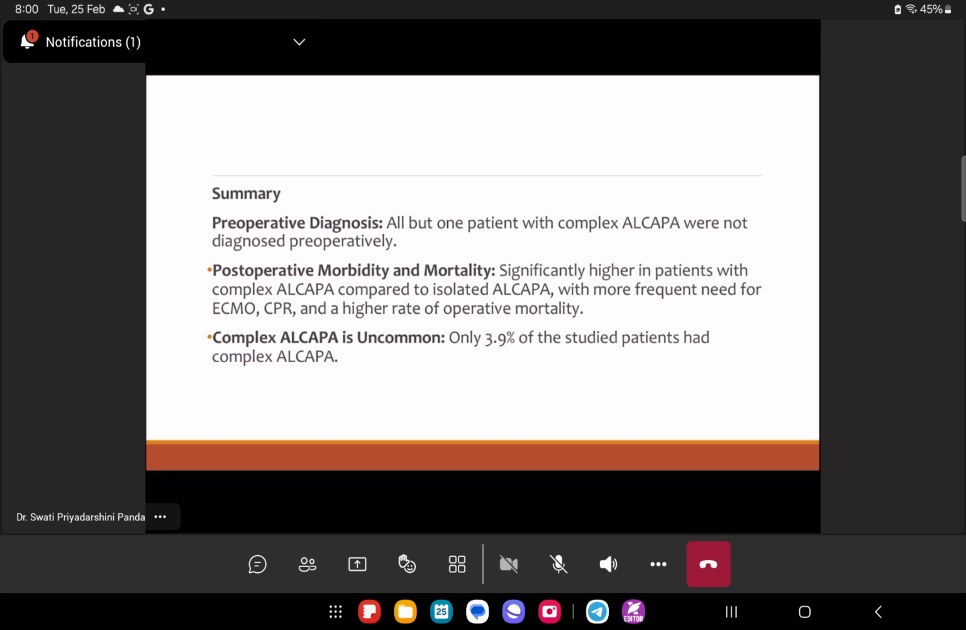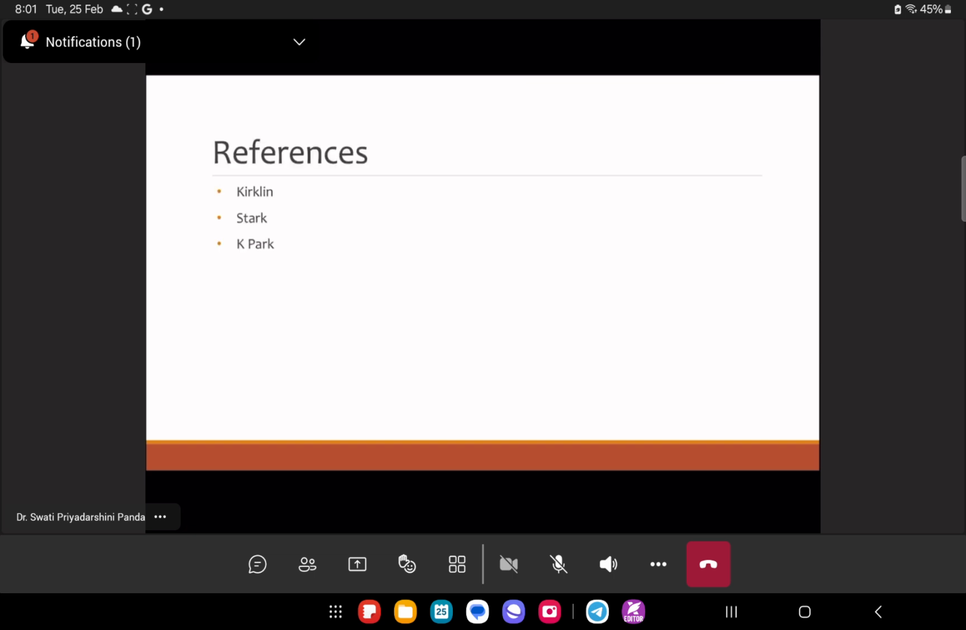The summary of the study: all but one patient with complex ALCAPA were not diagnosed properly, and post-operative morbidity and mortality were significantly higher in patients with complex ALCAPA in comparison to isolated ALCAPA, with more frequent need for ECMO, CPR, and a higher rate of operative mortality. Complex ALCAPA is uncommon. Only 3.9% of the total studied patients had complex ALCAPA.